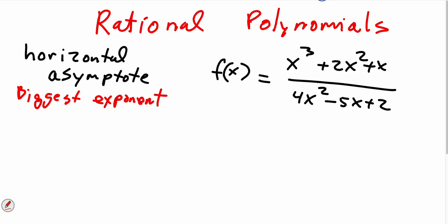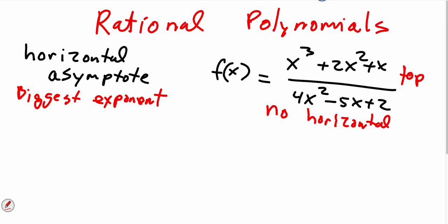Is it starting to jog your memories? Is it starting to come back at all? No, not at all. Okay, so where is the biggest exponent? In this case, it's on top. When it's on top, like it is in this case, we have no horizontal asymptote. I'll just leave it as no horizontal.